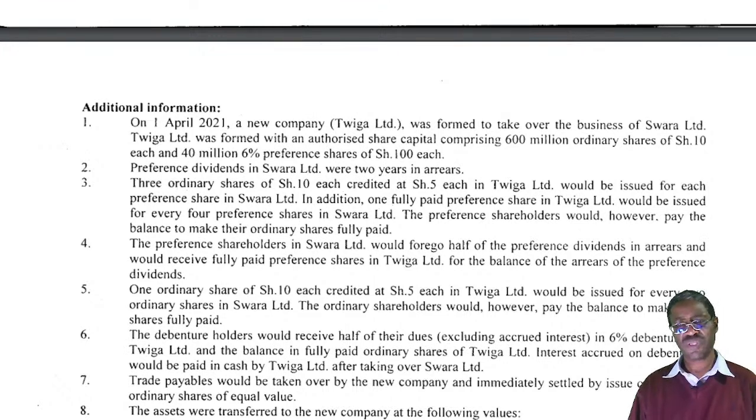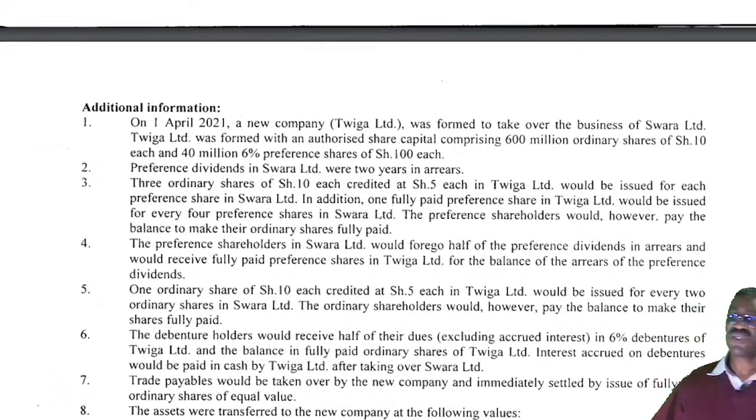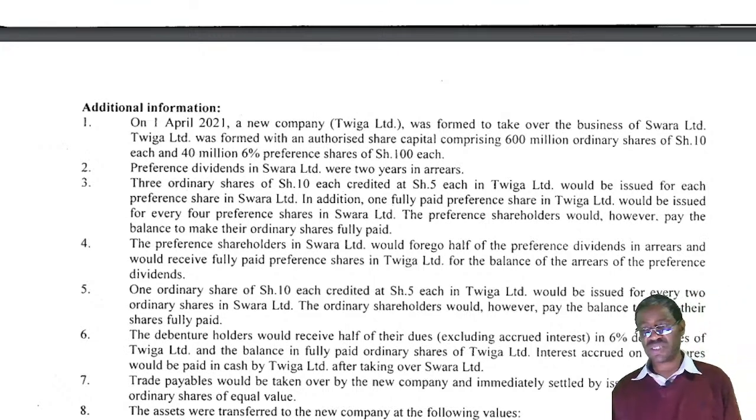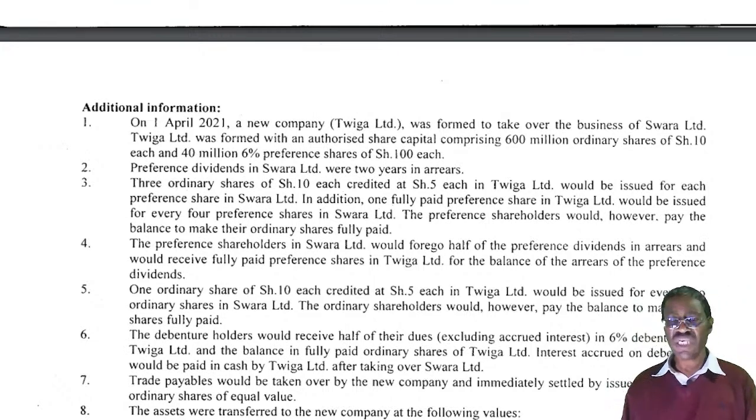Number four, the preference shareholders in SWARA would forgo half of the preference dividends in arrears and would receive fully paid preference shares in Twigger Limited for the balance of the arrears of the preference dividends.